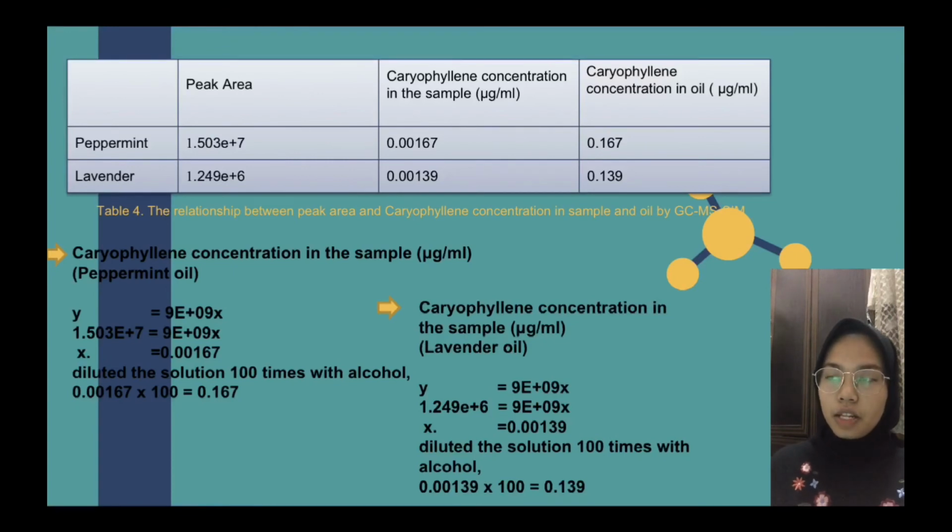So to get the value of concentration in sample and concentration in oil, we just substitute the peak area in y, and we will get the value of x, which is the concentration in the sample. Then we need to multiply by 100, and we will get the value of concentration in oil, for both lavender and peppermint.